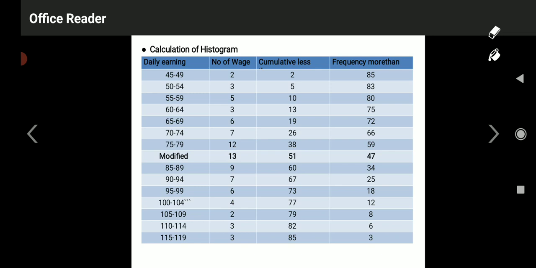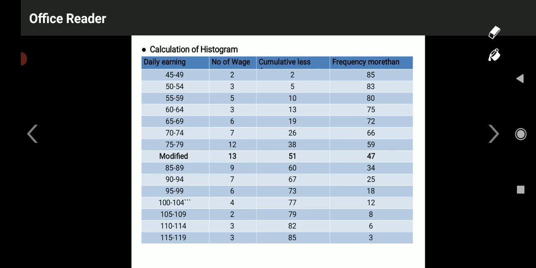Look at that calculation. In the cumulative less than, the first figure is 2. So 2 plus 3, which is there in the second column for 50 to 54, 3 are there. So 2 plus 3 is equal to 5, 5 plus 5 is equal to 10, 10 plus 3 is equal to 13, 13 plus 6 is equal to 19, 19 plus 7 is equal to 26, 26 plus 12 is equal to 38, 38 plus 13 is equal to 51, 51 plus 9 is equal to 60, and so on, up to the total number of frequencies we have to calculate the cumulative less than.